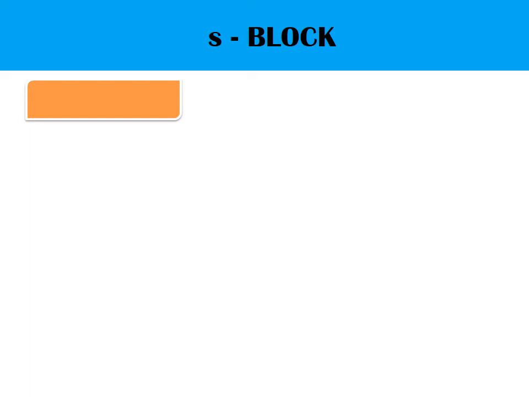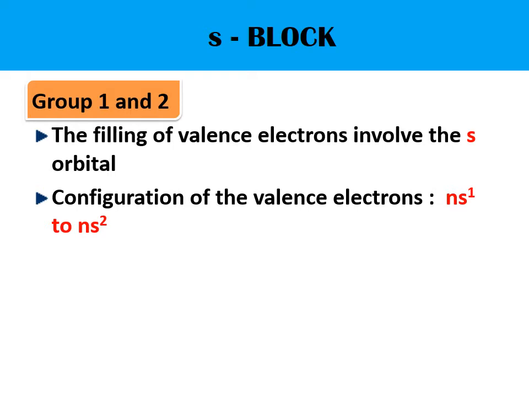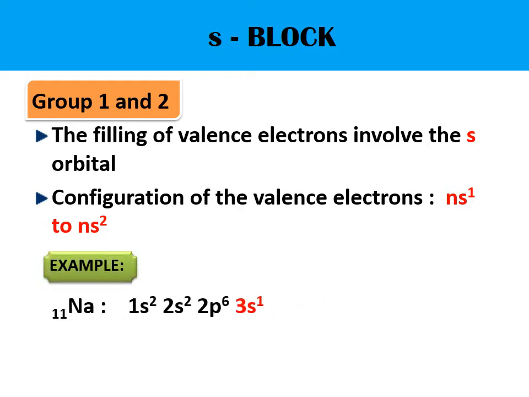For S block, it involves elements from group 1 and group 2. The filling of the valence electrons will end with s1 or s2. For example, sodium. The electronic configuration is 1s2, 2s2, 2p6 and 3s1. So the highest energy orbital filled with valence electrons is 3s. So sodium is in S block.